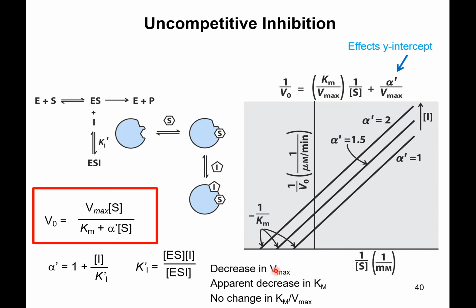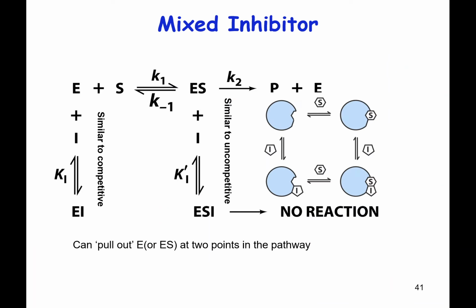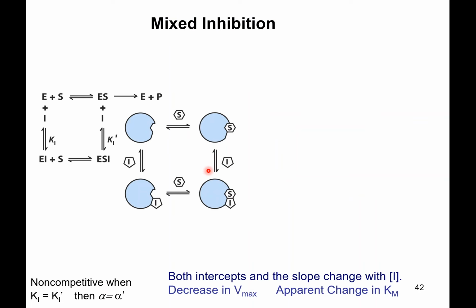Right, so you have a decrease in your Vmax, increase in Km, and there you have no change in Km over Vmax. Right. Finally, mixed inhibitor or mixed inhibition, you have a part of the inhibition that's similar to competitive and part that's similar to uncompetitive, and you get enzyme being pulled out at two separate parts in the pathway. Right, and this gets very much more complicated.